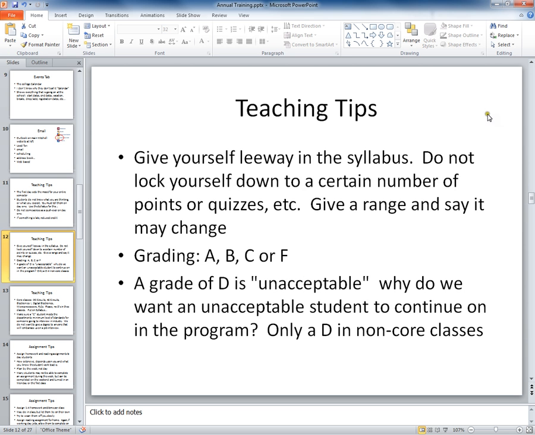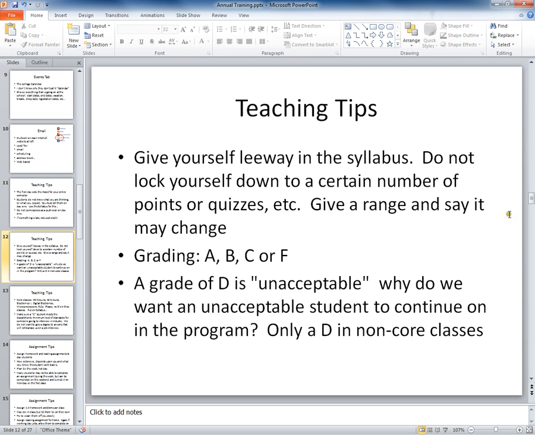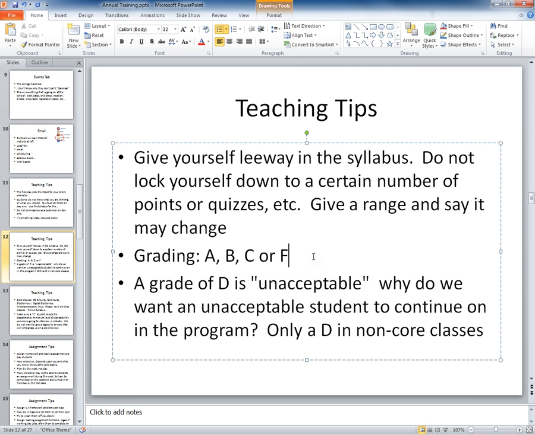Give yourself leeway. Don't lock yourself down on number, points, quizzes. Give a range if you want. Like if you say you're going to have 10 quizzes and you're not able to give 10 quizzes, then someone could come back and say, well, I would have got a better grade if I would have had more quizzes. So give yourself some leeway so that if you're not able to give that many quizzes, you can get out of that if there's a situation where a student complains about his grade.